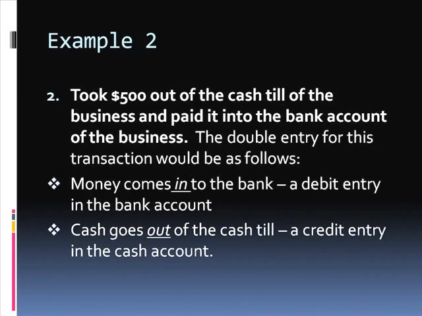Example 2. You took $500 out of the cash till of the business and paid it into the bank account of the business. The double entry for this transaction would be as follows. Money comes into the bank, a debit entry in the bank account. Cash goes out of the cash till, a credit entry in the cash account.